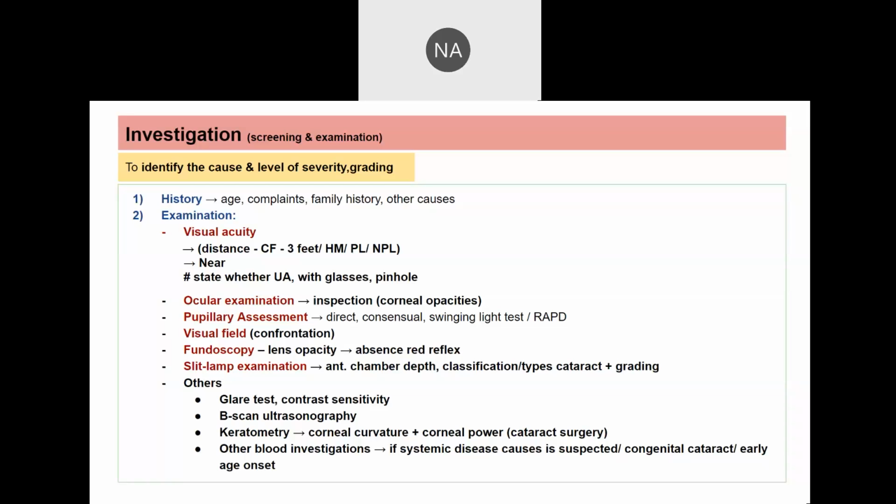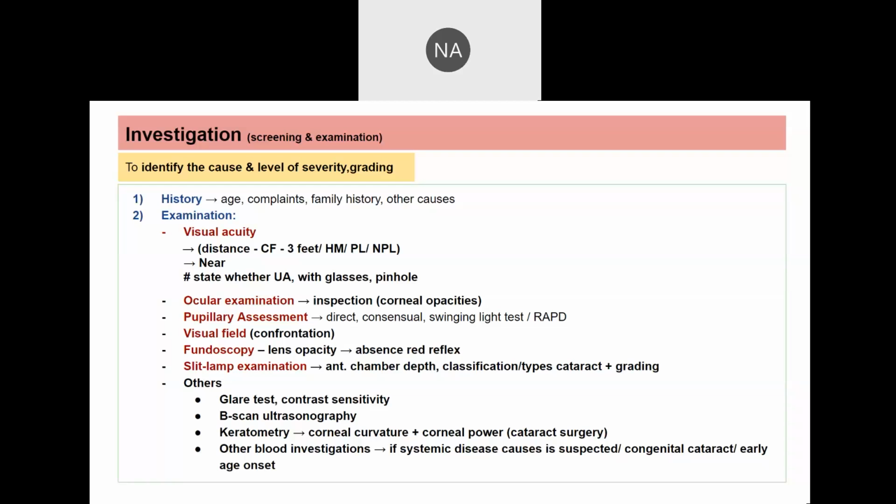Okay, so first of all, we start with the distance vision. As usual, we use the Snellen chart. And then if the patient still cannot see, we use counting fingers. And then if the patient still cannot see, we use hand movement. And maybe if the patient still cannot see with hand movement, we use perception of light. Okay, and then we test for near vision. Also in the visual acuity, we must state whether it is unaided, with glasses, or using the pinhole. If after using the pinhole the vision doesn't change, there is no refractive error associated with it.